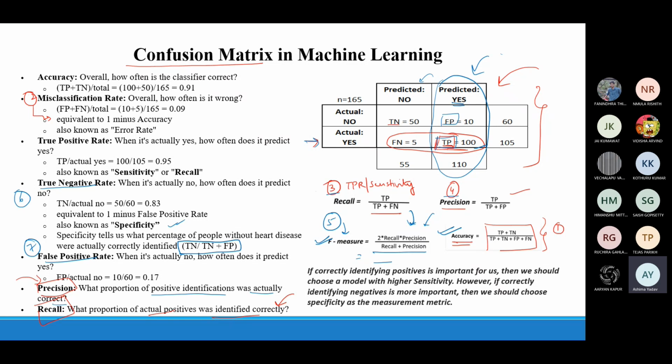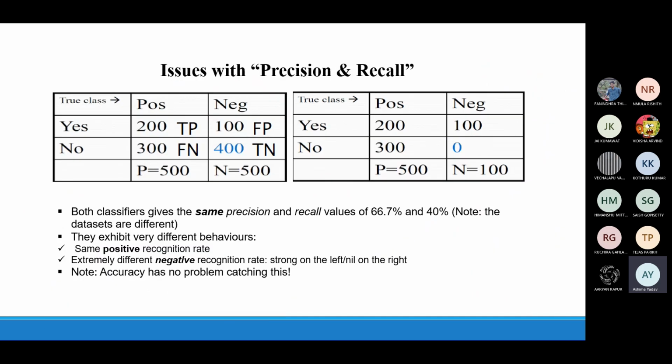Now the question is, why do we need all these metrics for the model? Why can't only accuracy, or maybe the F score, be enough for our model? So let's have a look. Let's see, we only calculate the precision and recall for our model and do not calculate the accuracy for the model.